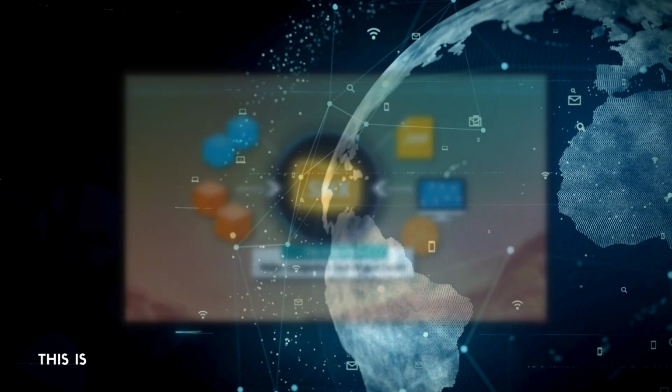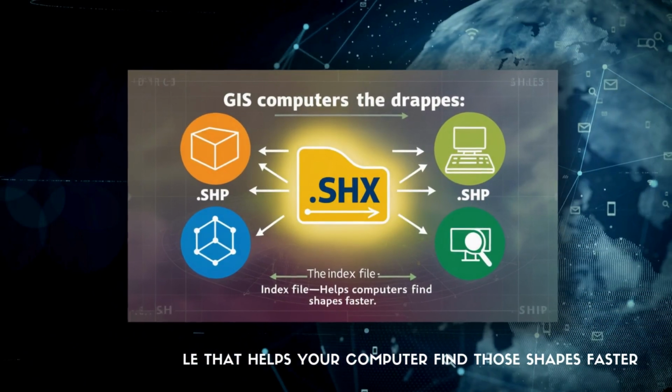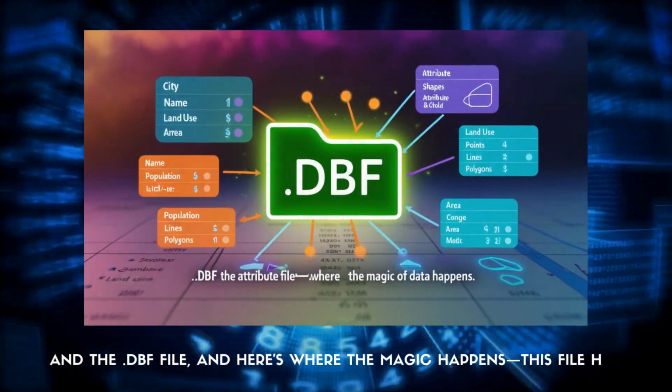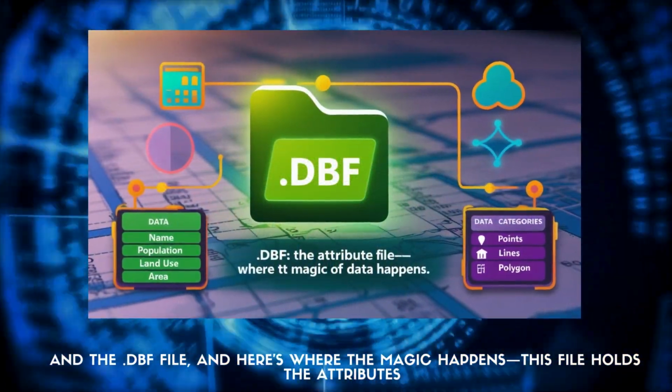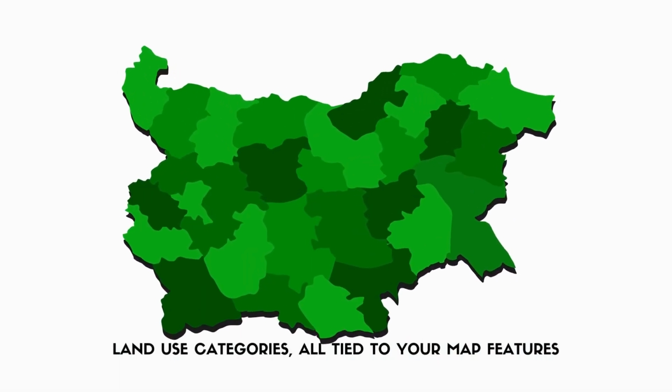The .shx file. Here's an index file that helps your computer find those shapes faster. And the .dbf file. And here's where the magic happens. This file holds the attributes. Think names, population data, or land use categories, all tied to your map features.